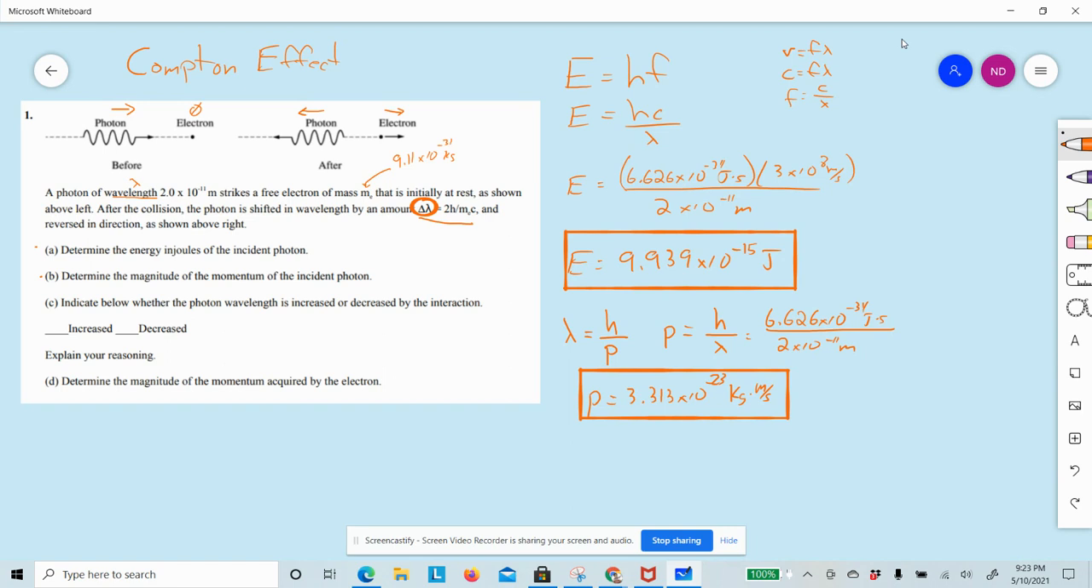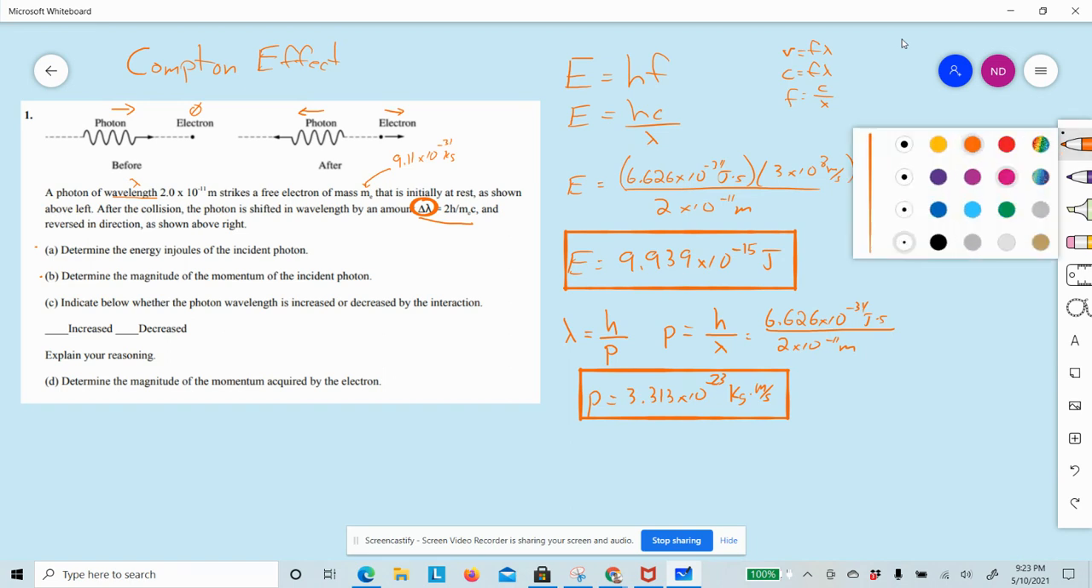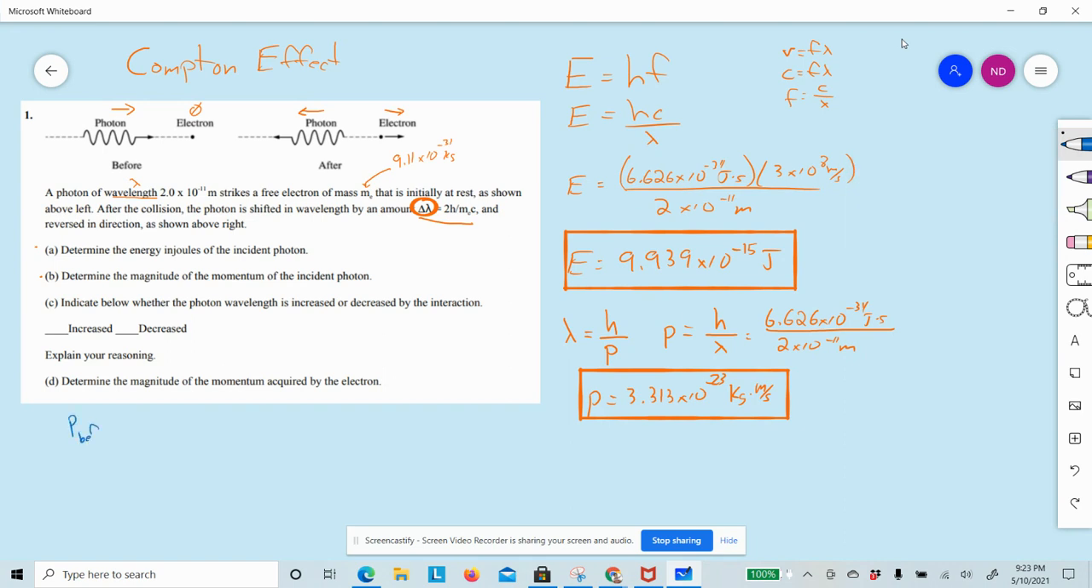Now what's going to happen here? Indicate whether the photon wavelength is increased or decreased by this interaction. Let's think about the collision. What's going on here? Any collision, momentum before equals momentum after. The momentum before, you've got a photon plus an electron. Afterwards, you've got a photon and an electron. Momentum's got to be conserved.